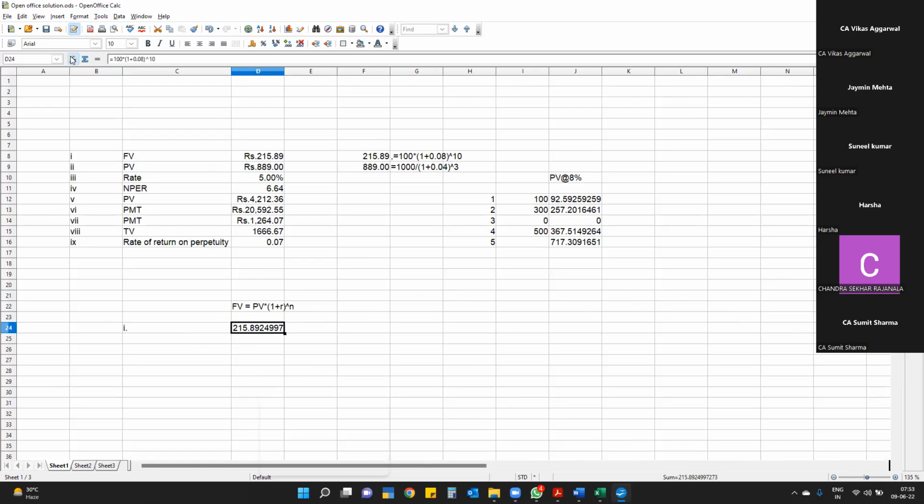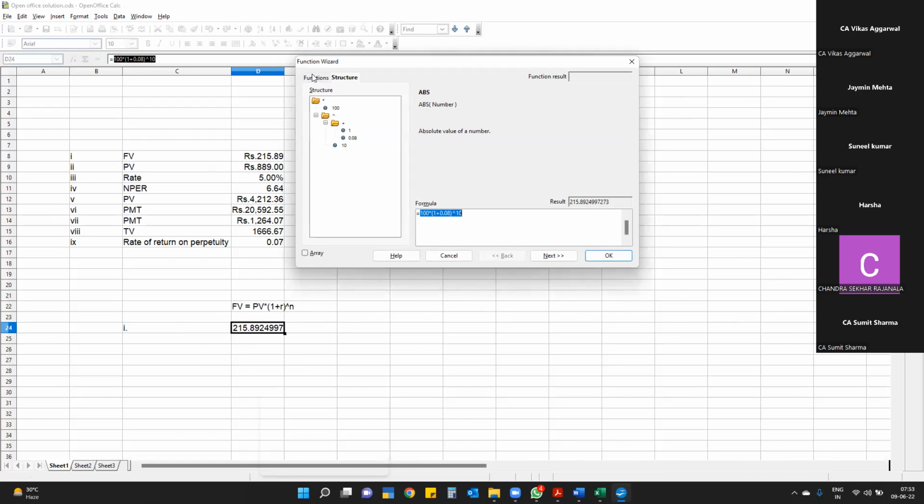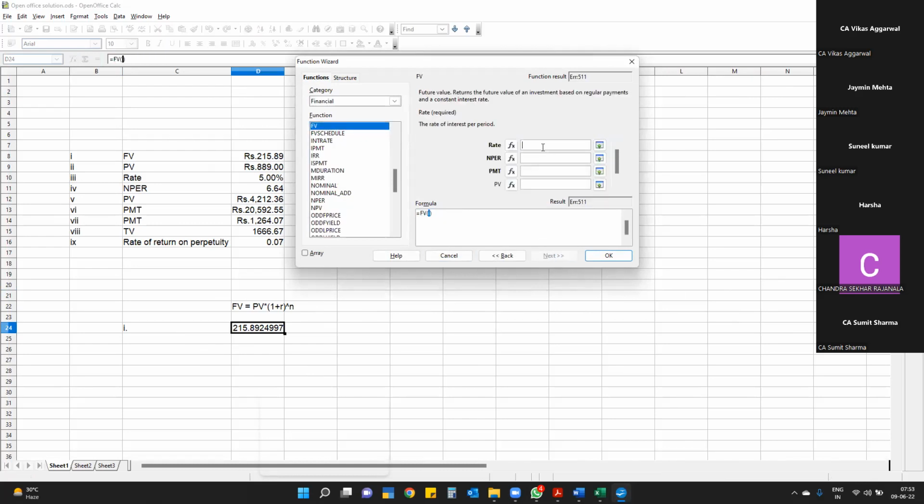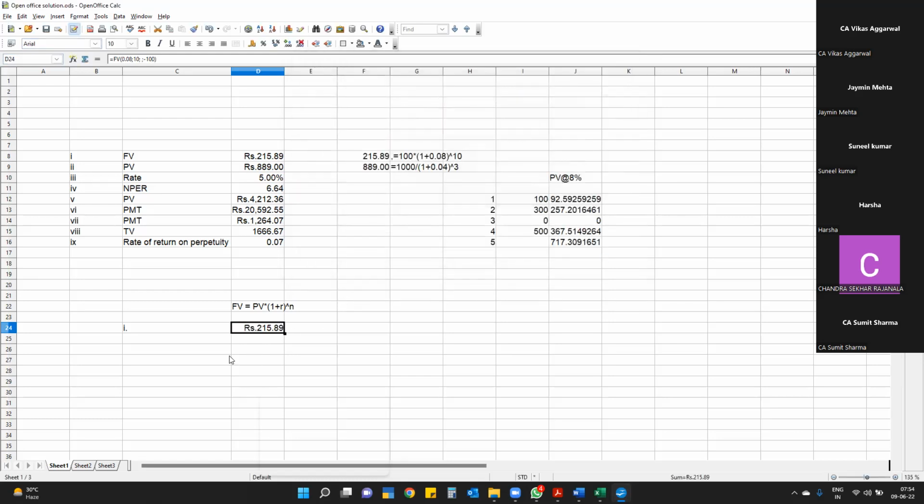If you forgot the formula sometimes, then you can simply come to fx and you will get the FV. Please interrupt if you cannot see or do not understand. Rate will be 0.08. Nper is the number of periods of compounding, 10, and PV is 100. I don't have a payment. Since this is an outflow, the future value is 215.89. This is the answer.